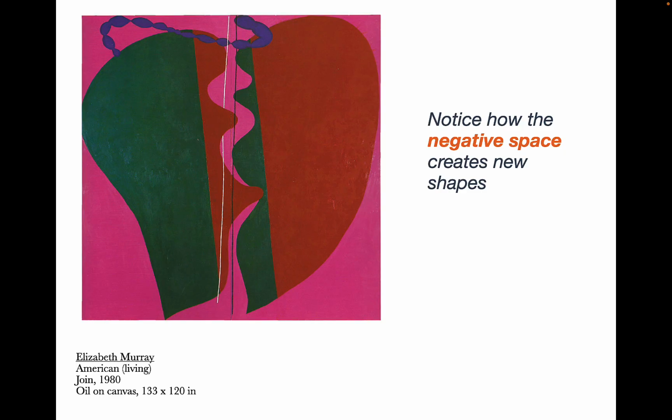In this one by Elizabeth Murray, another American artist who's still alive, notice the negative space in between these two kind of half heart-shaped red and green objects. There's this negative space that creates its own new shape. And then we see kind of a reference to that shape in the purplish blue color up top. So there's this like windy, wiggly line that goes through the center, and the negative space is creating something really interesting. There's also the triangle shapes on the edges that are created in negative space. That's really helping this composition too.